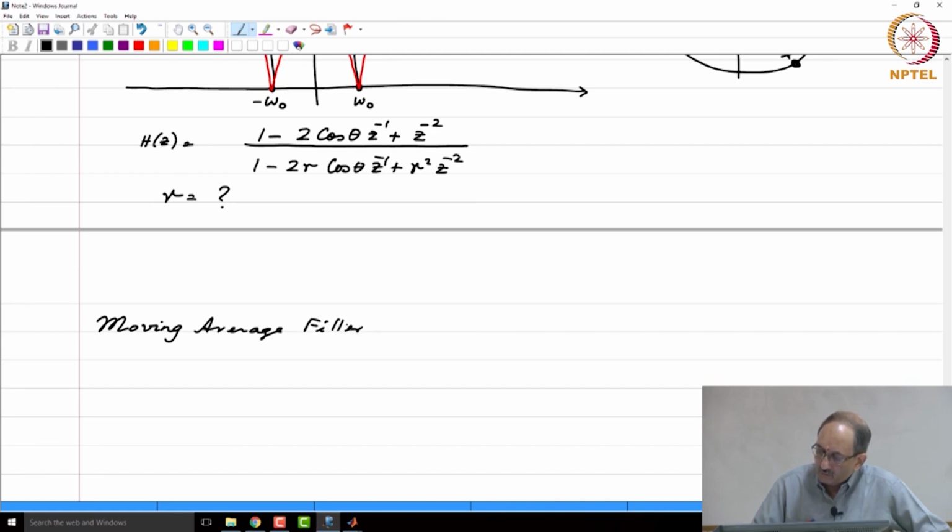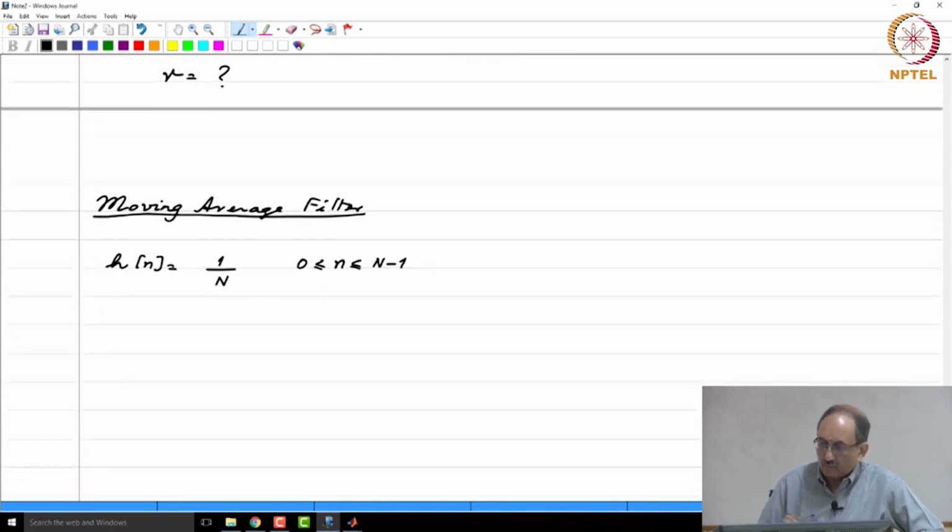We have already seen this moving average filter, and its impulse response is 1 over n from 0 to n minus 1, and we have already seen the frequency response. This you have seen.